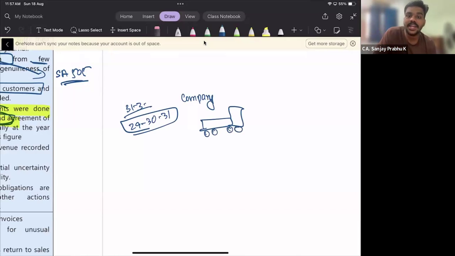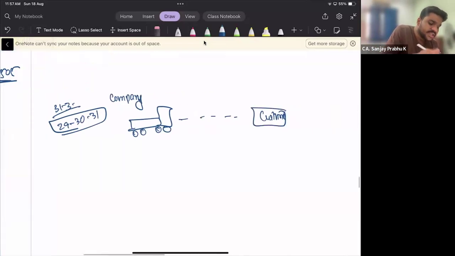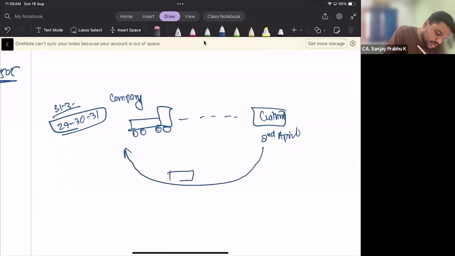Even though the customer has not given a purchase order, they will send goods to the customer. This is our customer. This goods will reach the customer as on, say for example, 2nd April. When this goods reach the customer, what will customer say? Sir, I have not made any purchase. Why did you send these goods to us? We don't want such kind of goods. So the goods will be returned back.